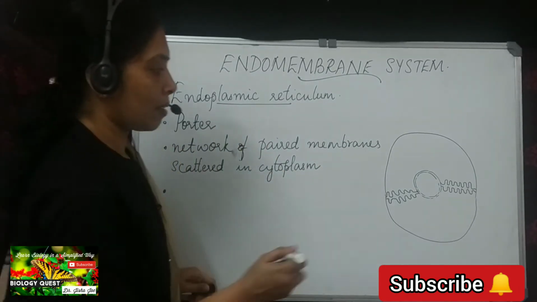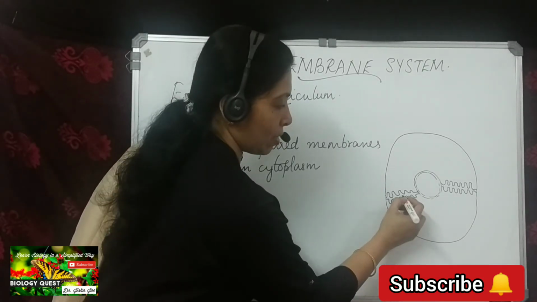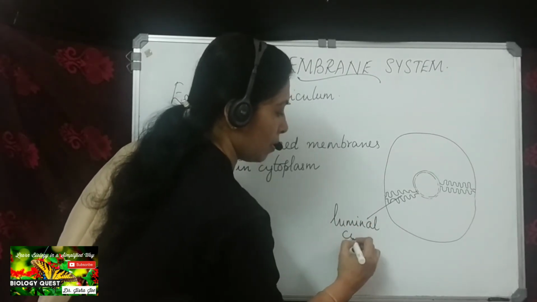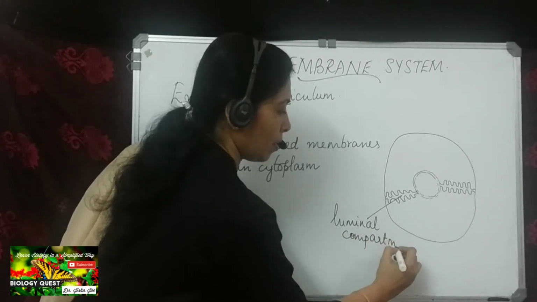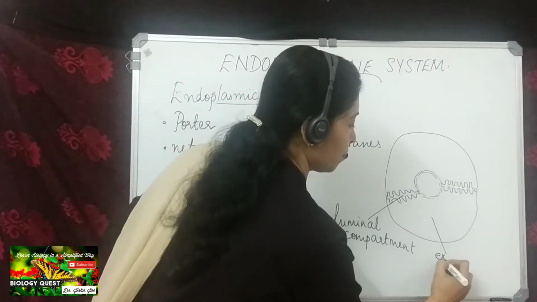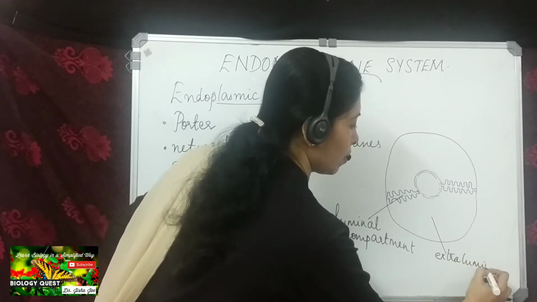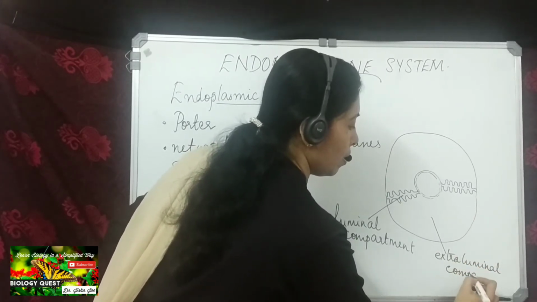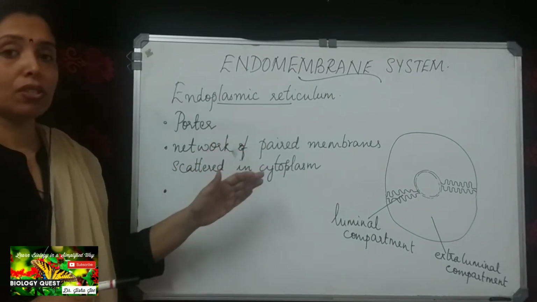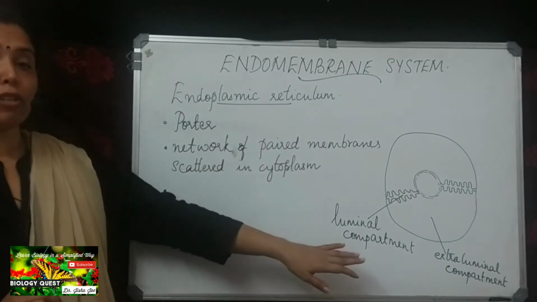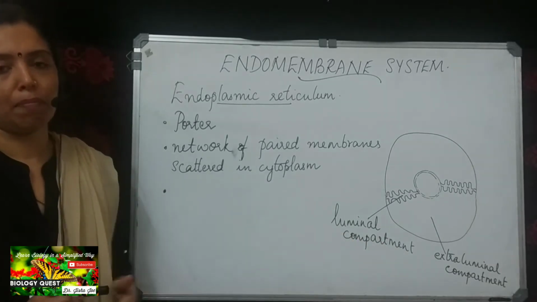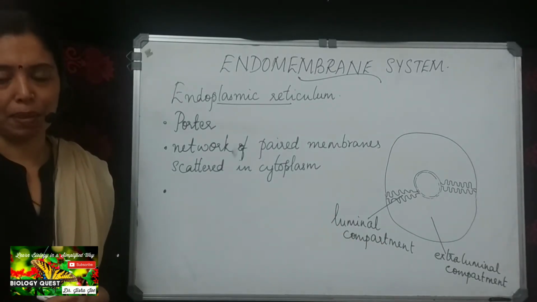The endoplasmic reticulum divides the intracellular space into two compartments. Which are the two compartments? That is the space inside the endoplasmic reticulum, which is called as the luminal compartment, and the space outside, which is the extraluminal compartment. So that is the third point. The endoplasmic reticulum divides the intracellular space into two compartments: the luminal compartment, that is the space inside the endoplasmic reticulum, and the extraluminal compartment, which is the space outside the endoplasmic reticulum.